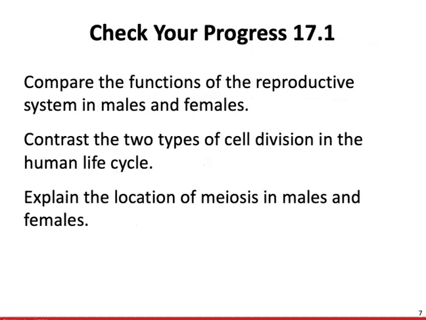So here, really, the only thing you should have to worry about for this first section is comparing the functions of the reproductive systems in males and females. Briefly contrast the two types of cell division in the human life cycle. Really, what I want you to know is that mitosis is used for growth and repair. Meiosis is used for reproduction. That's it. That's really all I need you to get out of this section here. And then also explain the location. Where does meiosis occur? Where does gamete production occur in males and females?